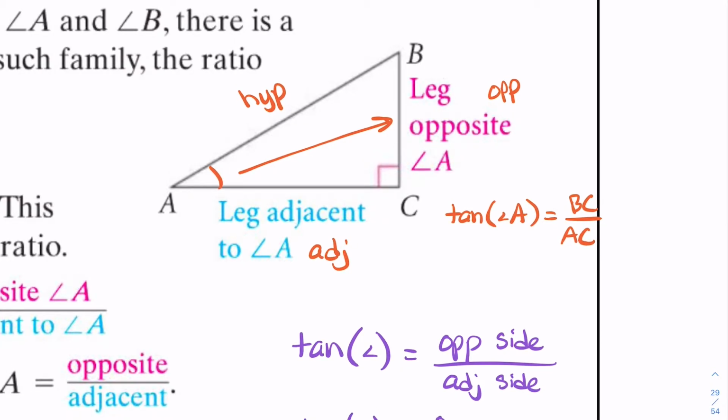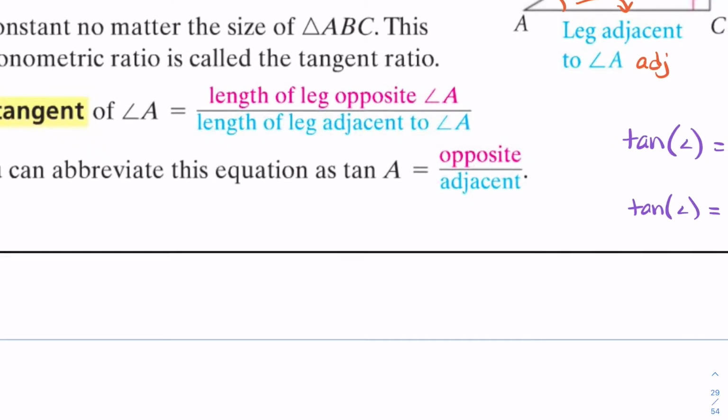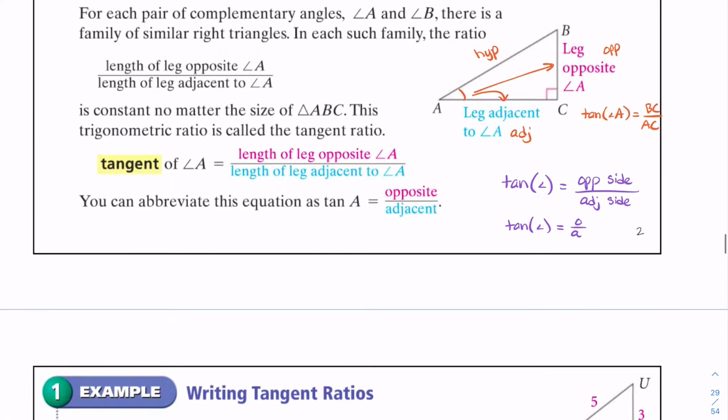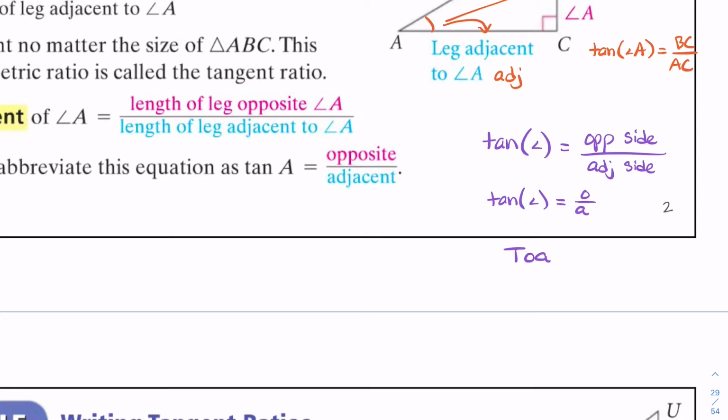Okay, and that's it. So we can abbreviate the equation by saying tangent equals opposite over adjacent, or we can even say TOA. That is a way of remembering it. Remember it by TOA: tangent of your angle equals opposite over adjacent sides.